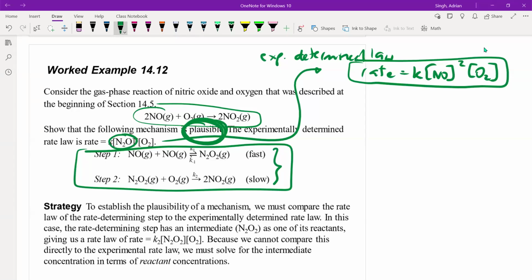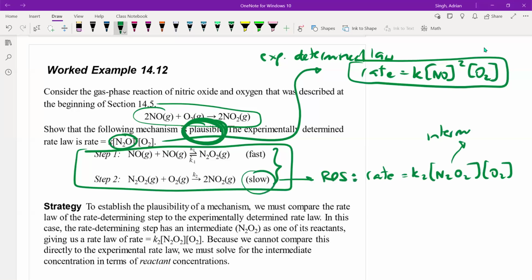So we can write again our slow step here. That's our rate determining step. So we can write the rate law for that. So rate equals K2 times the concentration of N2O2 times the concentration of O2. Again here, this N2O2, that's an intermediate. Okay, so we can't use that. It doesn't reconcile with the rate law of the overall equation. So now we need to use some information from this fast step.